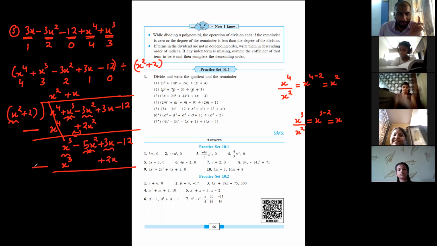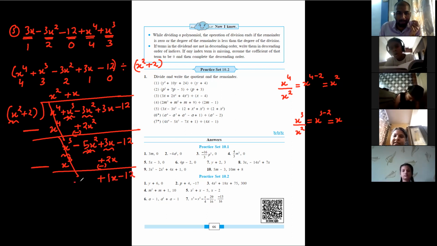The next is you will subtract. On subtracting, this will get cancelled. The plus 2x sign will change to minus 2x. Now, in 3x and 2x, which is the greater number, of course, it is 3. So I'll put plus sign at the bottom. 3 ka sign is plus, 2 ka sign is minus. So both the signs are different. So we'll subtract. 3 minus 2 is what? It is 1x. Here I'll put minus 12. Here I'll put minus 5x square.